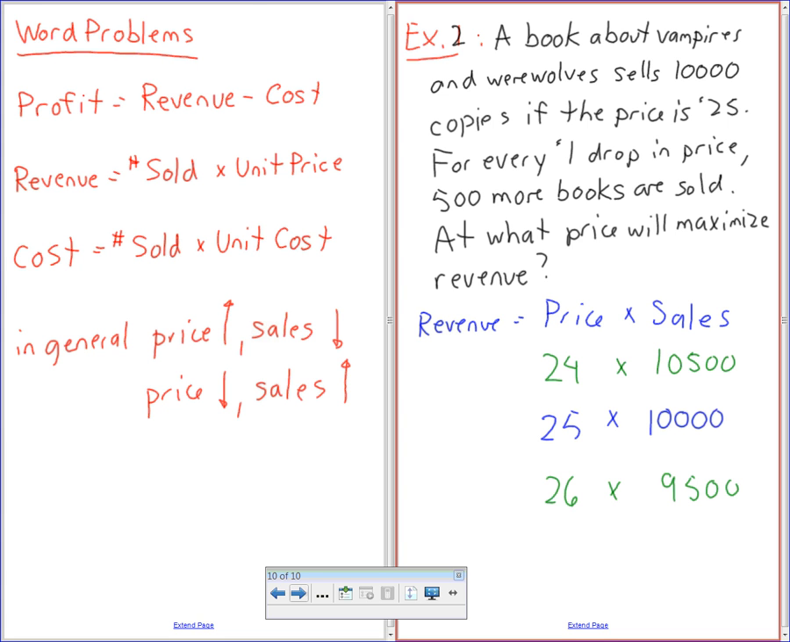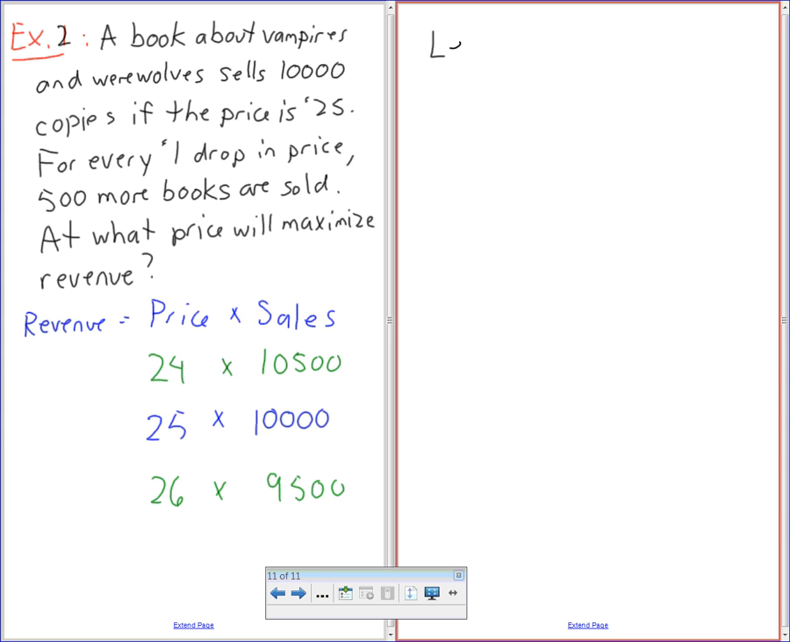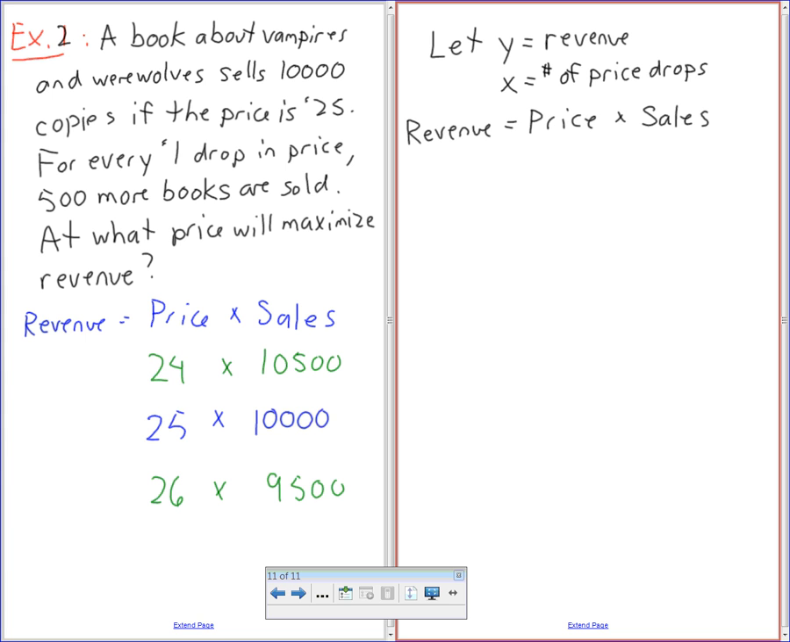So I'm going to say, let y equal revenue. You can call it r of x if you want to. x equals the number of price drops. So revenue equals price times your sales. Revenue is going to be y or r of x. Can someone who's not in 3M be brave and give me an answer for price? It's going to start at $25 and drop by $1 each time. How am I going to write that as an equation? 25 minus x.